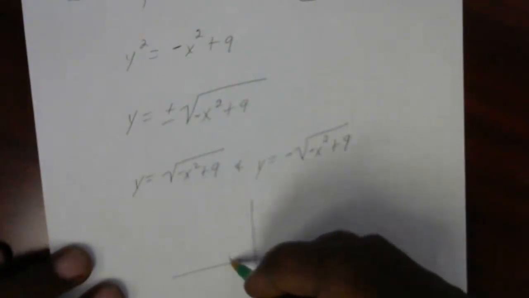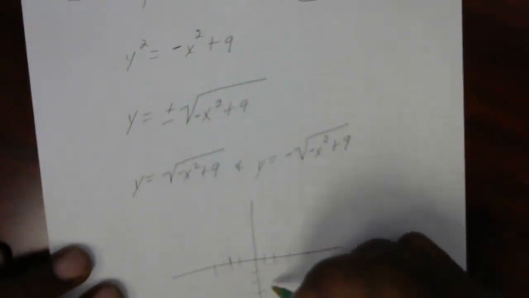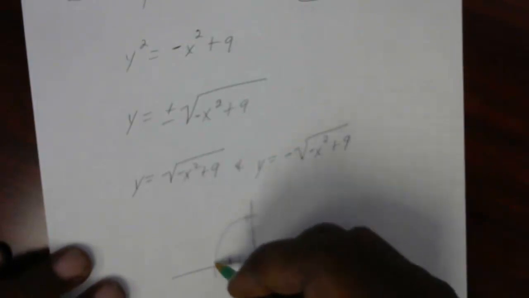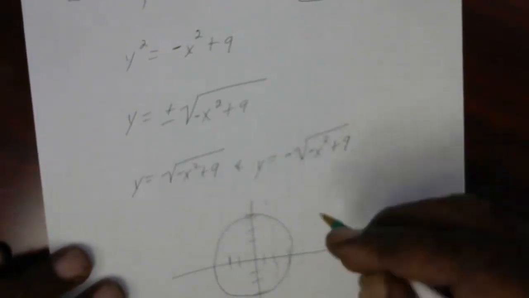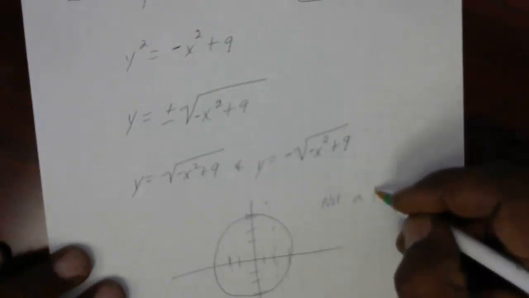So when you graph, you have a circle with a radius of 3. You apply a vertical line test, and it is not a function.